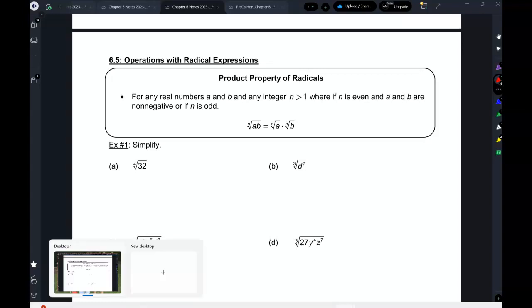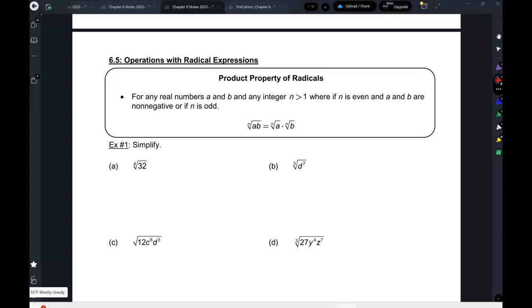First off, you've seen this in Algebra 1. But the product property of radicals basically says the following. If you have real numbers A and B, and the index n is some number greater than 1, then if you have the nth root of AB, you can split that up. So you can do nth root of A separately times nth root of B separately. So do each one on its own sort of a thing.